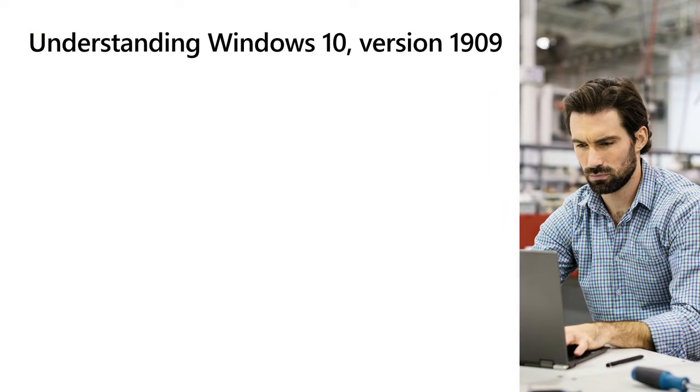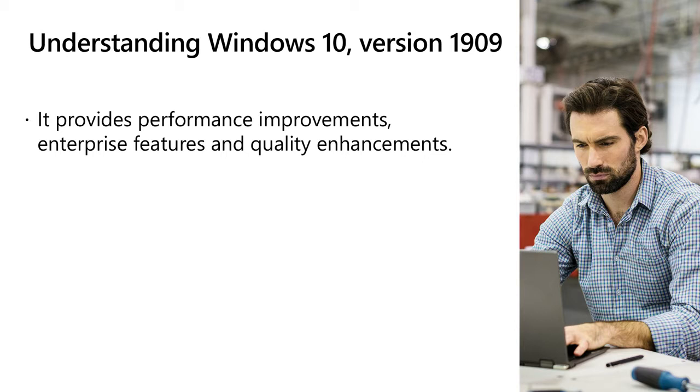So what's in Windows 10 version 1909? Windows 10 version 1909 contains performance improvements, some of the features enterprises have requested, and quality enhancements over Windows 10 version 1903. There's a blog about it where you can read about all the features, but to talk about a few highlighted ones, if you're using containers, there has been an ongoing limitation that the container and the host OS version number have to be the same, and now we support an up-level host OS running down-level containers.